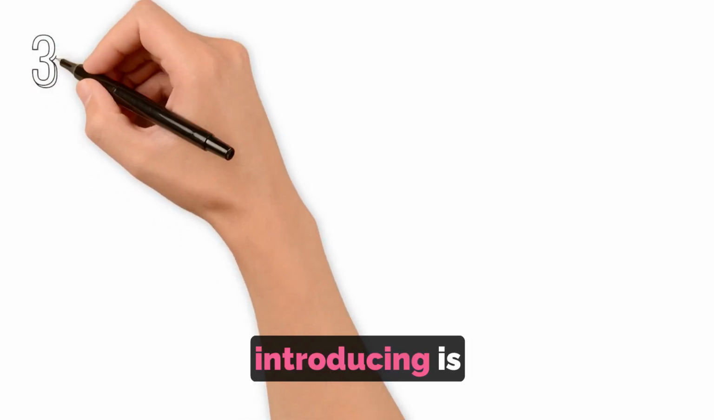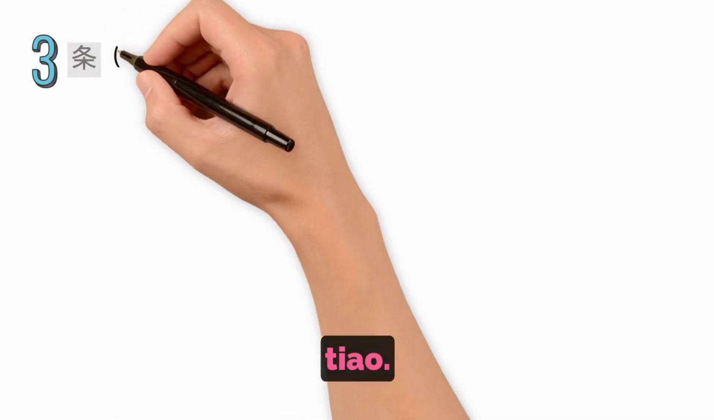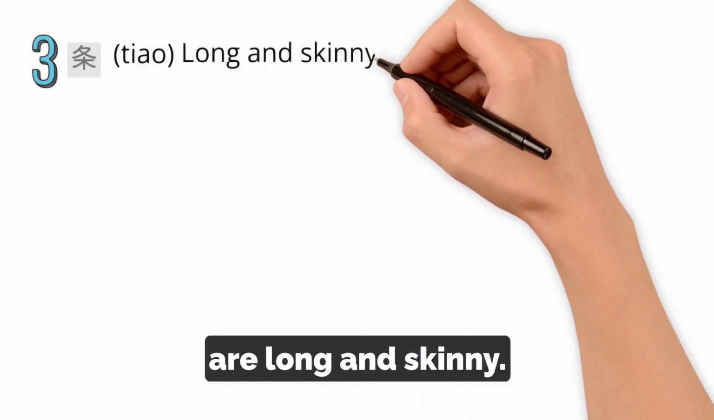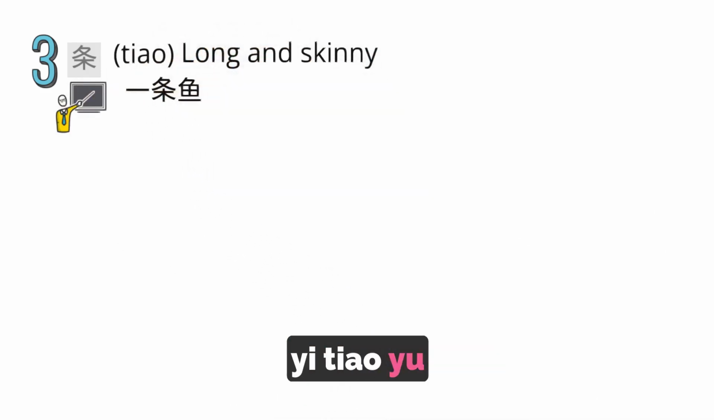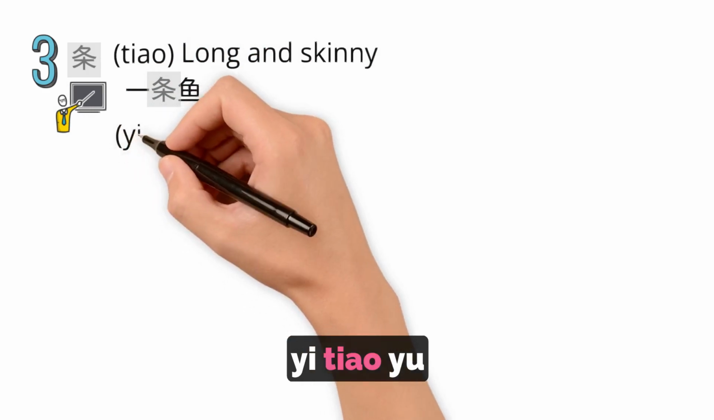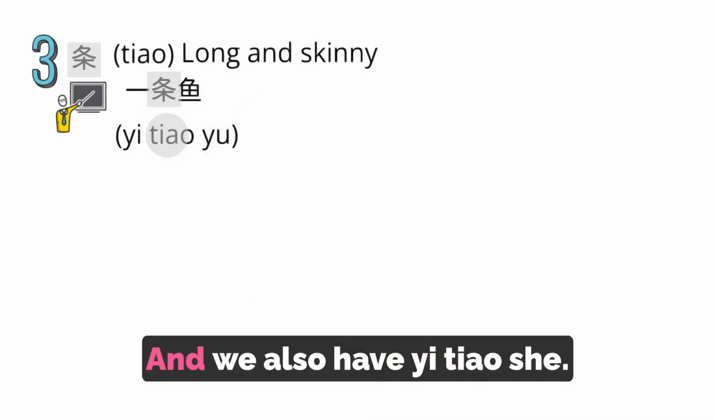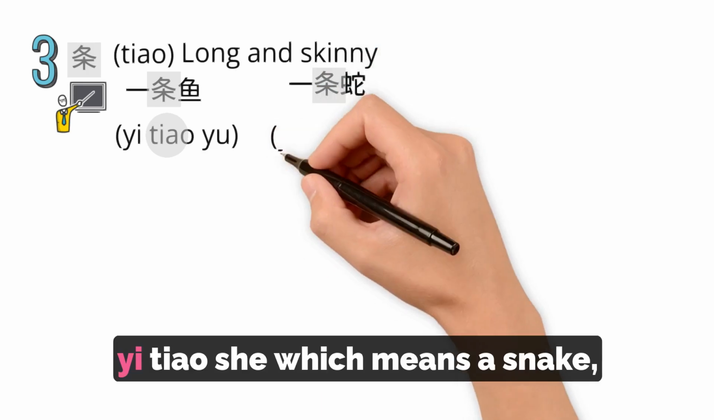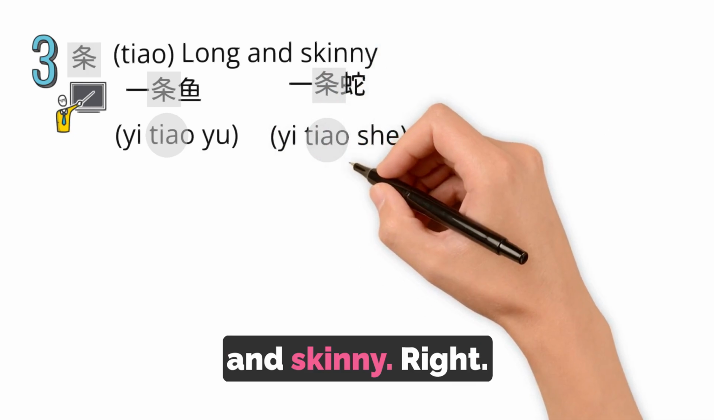The third one I'm introducing is 条. 条 can describe things that are long and skinny. For example, here we have 一条鱼, which means a fish. And we also have 一条蛇, which means a snake, because snakes are long and skinny, right?